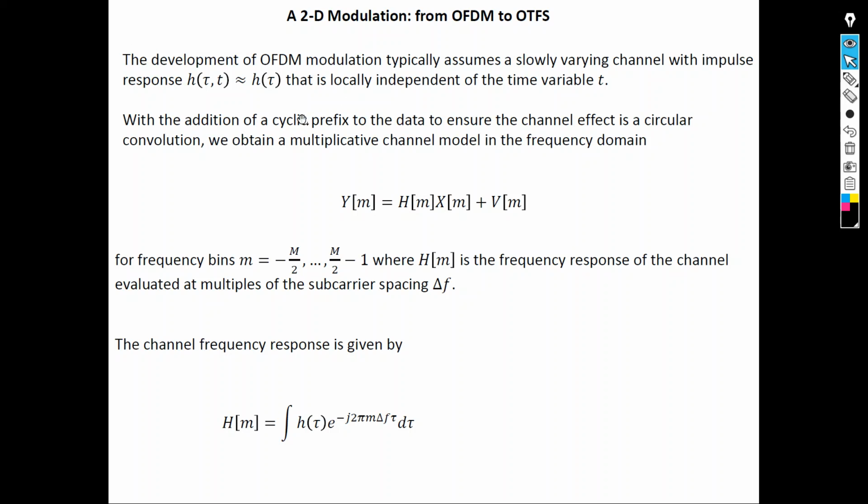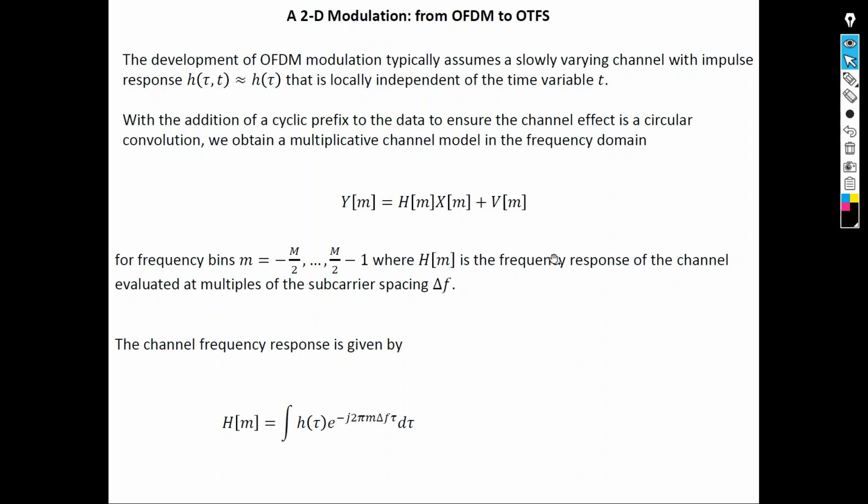So I'm saying the key assumption for OFDM was assuming a slowly varying channel with impulse response h(tau, t) equal h of tau, that's locally independent of the time variable t. With the addition of a cyclic prefix to the data to ensure the channel effect is a circular convolution, we obtain a multiplicative channel model in the frequency domain. Yes, this is what we were simulating last week in the OFDM tutorial. You have your data modulated symbols in the frequency domain, and you have the channel in the frequency domain, the noise, and you have your received vector.